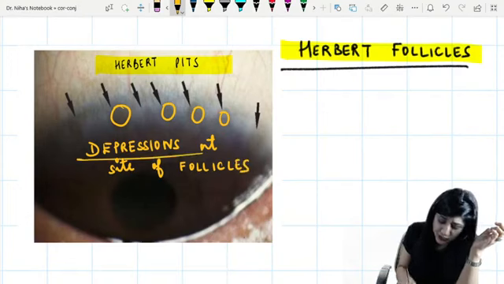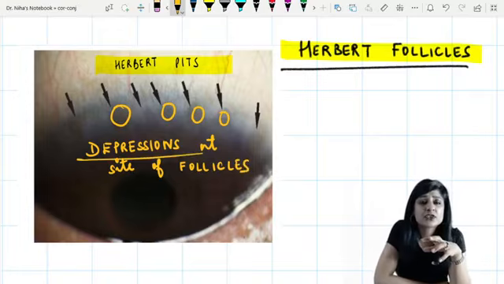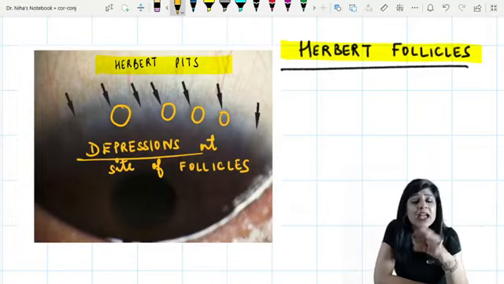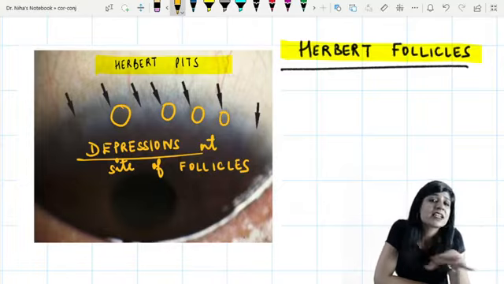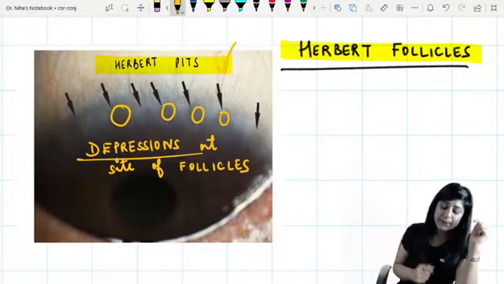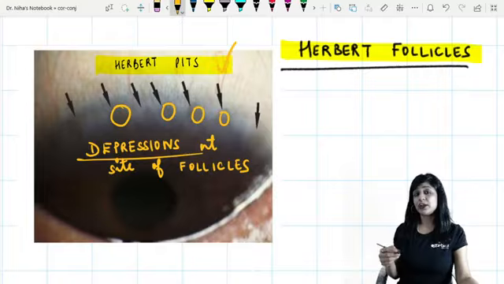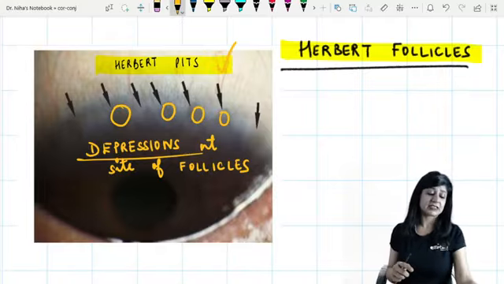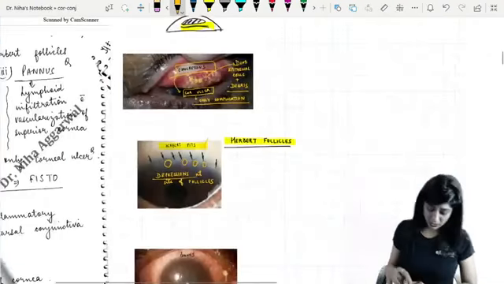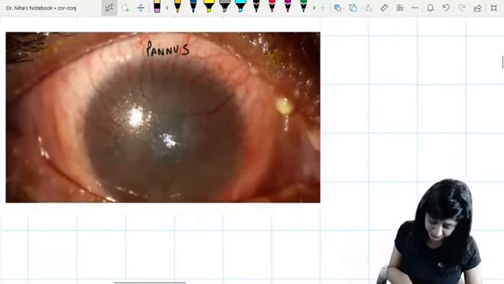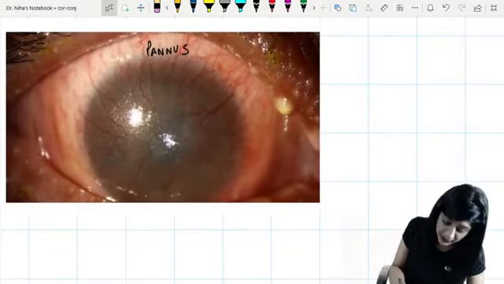So why are we actually getting these depressions? Because the cornea is avascular. See, the conjunctiva was getting follicles, but it was vascular, so we were having the healing. But the cornea is avascular, so we have no healing, and we are getting these pits or depressions. So Herbert follicles and Herbert pits are the two very, very important signs that you are getting in cases of trachoma.